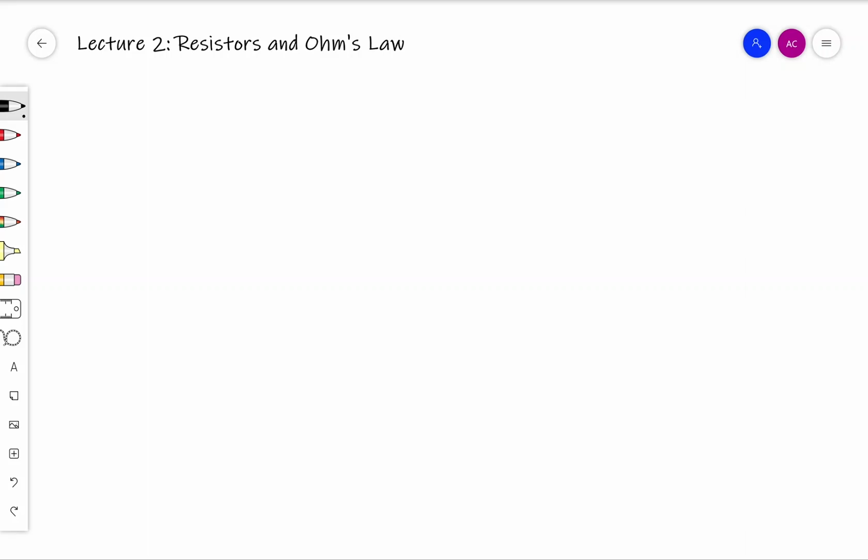So Ohm's law, spelled O-H-M, Ohm's law, is as follows. If we want to know the voltage across a device or any component inside a circuit, it is going to be equal to the current through the device, I, times R. Now R is something that we haven't talked about yet, and R is the resistance.